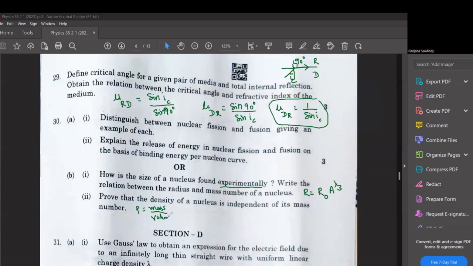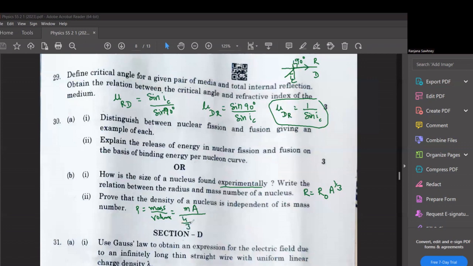Okay, mass of the nucleus is the mass of nucleons. Let one nucleon have a mass small m, and how many nucleons are there? The mass number. So what is the mass of the nucleus? Small m, the mass of one nucleon, into the total number of nucleons, which is the mass number.